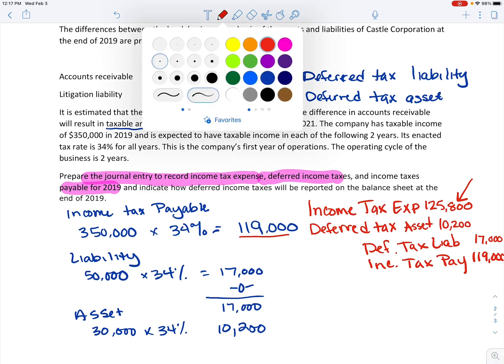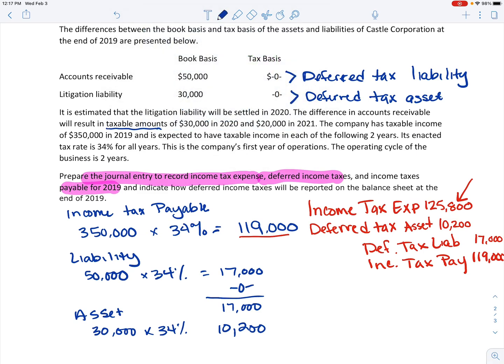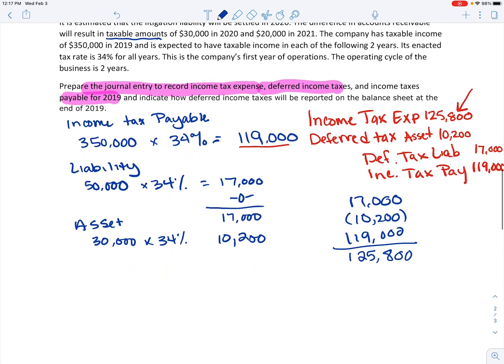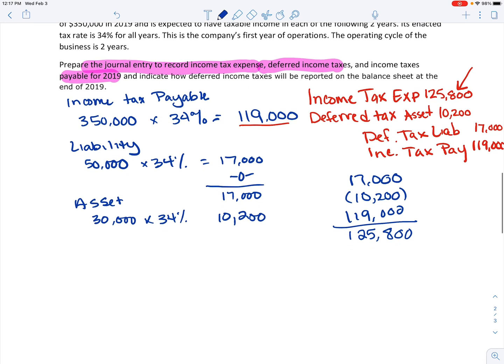Again, we can look at that, saying I have the 17,000, the 10,200, and I also have the 119. So to get that plug-in figure, I would just add these up and know I need $125,800. The second piece of this is, how is it presented on the balance sheet?